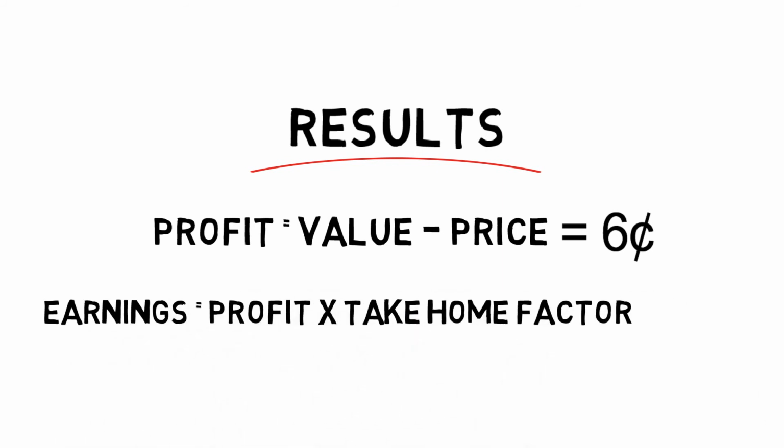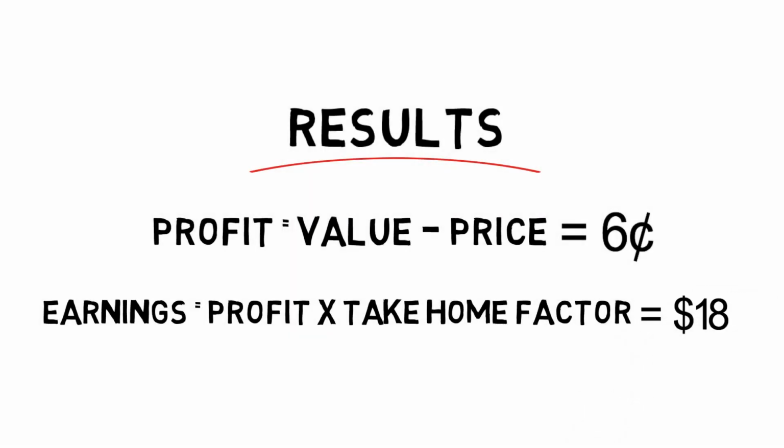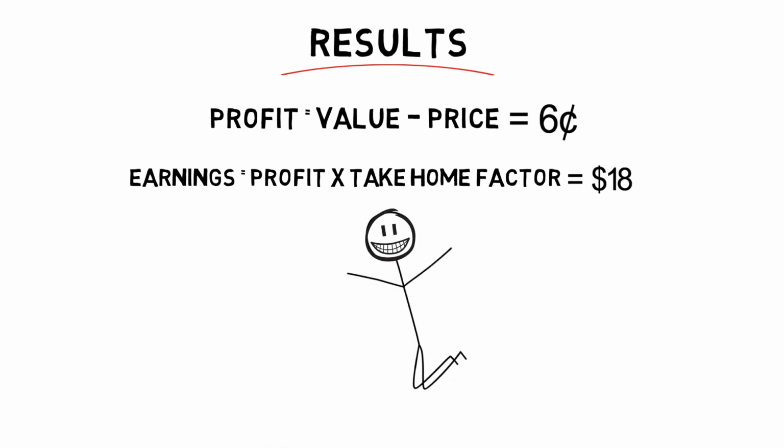Charlie's experimental earnings are his profit made in the auction multiplied by his take-home factor. On his private bidder information sheet, he can see his take-home factor is 30. So Charlie's earnings for the experiment are 6 cents times 30, which are $18.